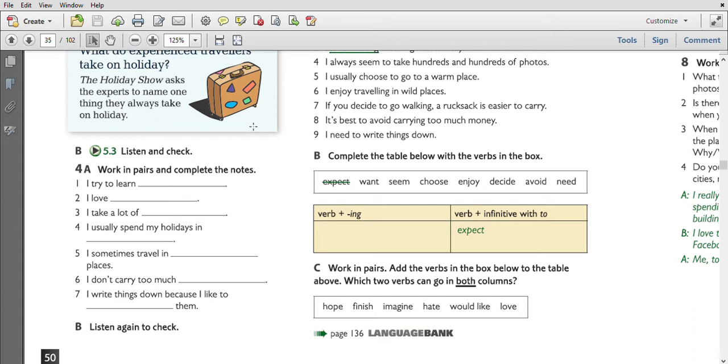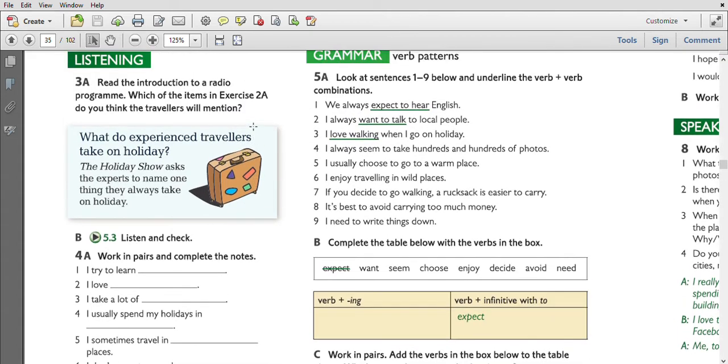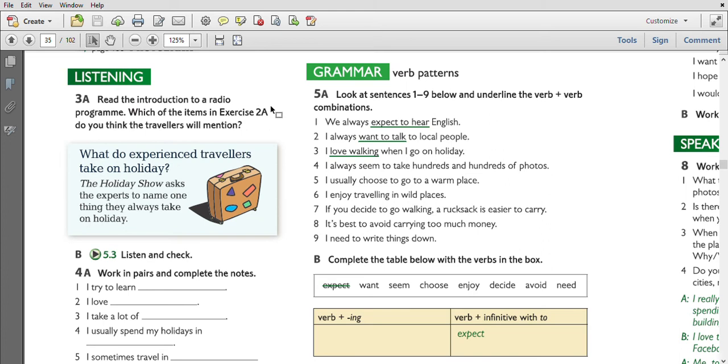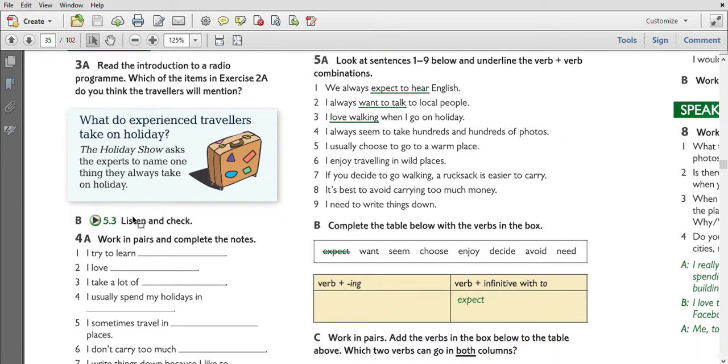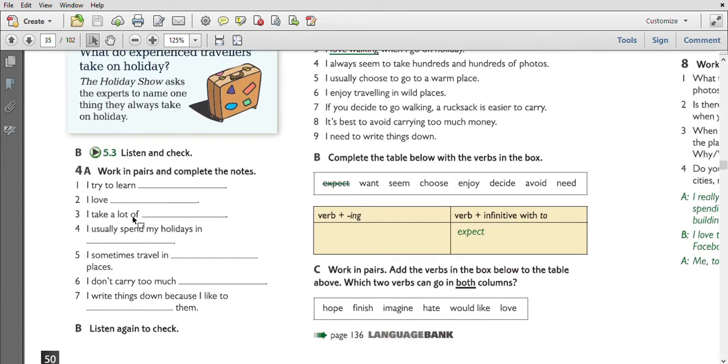Okay, now let's look at the exercise. The first one is, which of the items in exercise 2a do you think the traveler will mention? So, what do experienced travelers take on holiday? The holiday show asks the experts to name one thing they always take on holiday. So, what can be used? Going on holiday, we can take a dictionary or walking boots or digital camera, binoculars, sun hat, waterproof clothes, suitcase, and a lot of other things. So we listen to a piece of conversation.